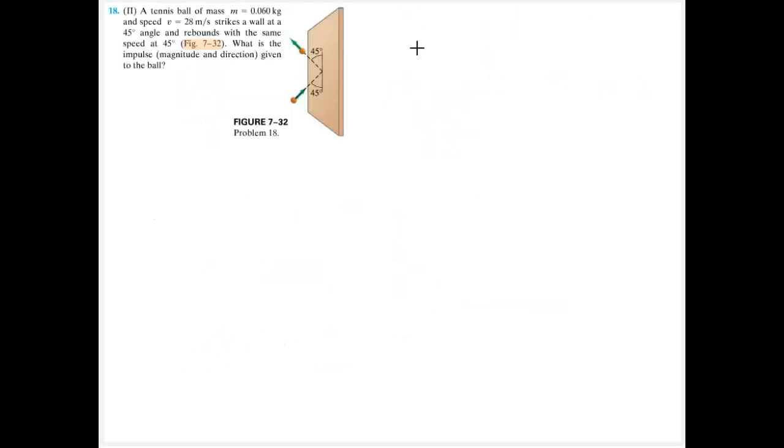Okay, problem number 18 is asking about impulse. We know that impulse is going to be equal to a change in momentum, so mass times velocity final minus mass times velocity initial. It tells us that it comes in with an angle of 45, and it's going to show it leaving with an angle of 45 and the same speed. What that incidentally means is this is going to be an elastic collision. Energy is going to be conserved because it is the same speed. What that tells us, though, is both of these are 45 degrees.